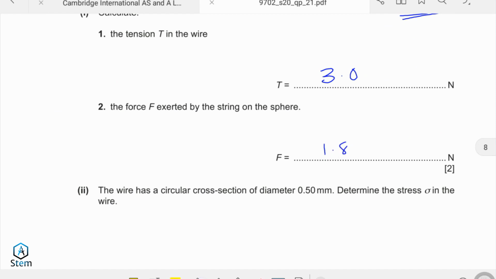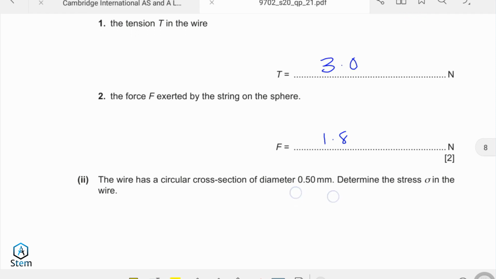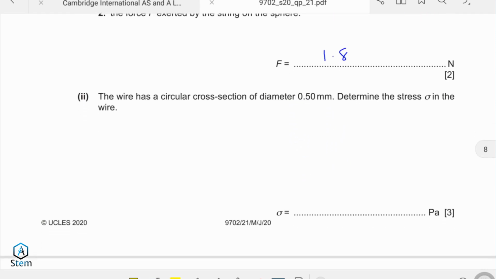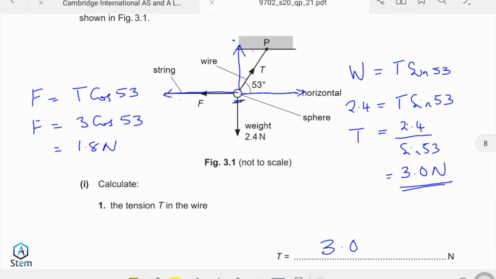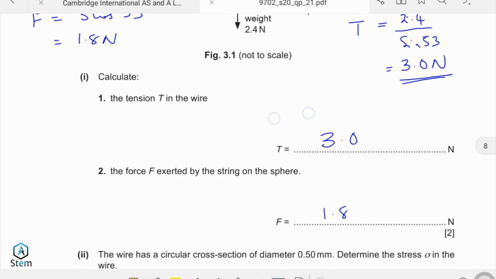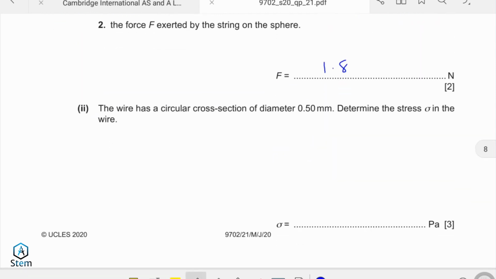That looks easy enough. The wire has a cross section of diameter 0.5 millimeters. Determine the stress in the wire. Okay, let's see the wire properly. All right. So stress is equal to force over cross-sectional area. Now we know the force which is acting in the wire is equal to the tension. The cross-sectional area, we have to calculate it using the data that we have just been given there.